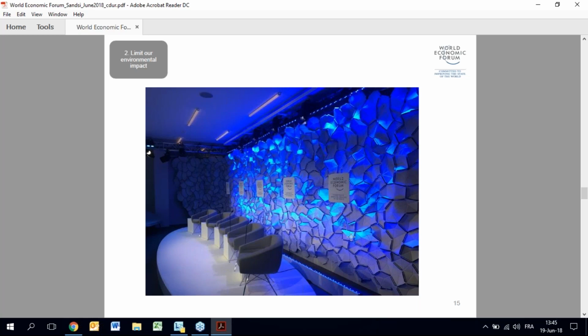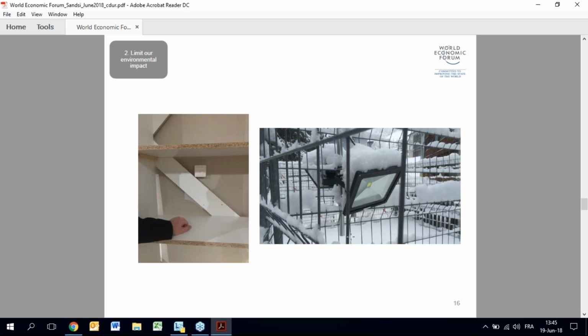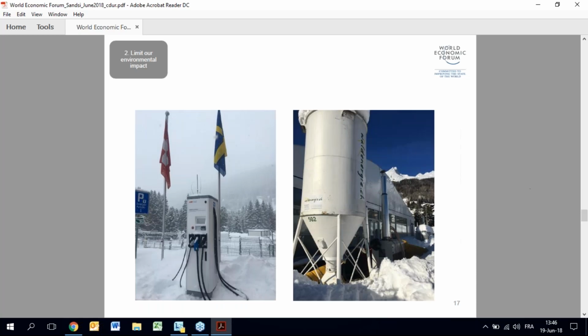I think this one is in cotton. Limiting our environmental impact. So this was basically having energy control systems to be able to regulate the temperature, and also shifting most of the lamps towards LED lighting. So then brings a lot of energy savings. Also on the right, you can see a pellet heating installation.